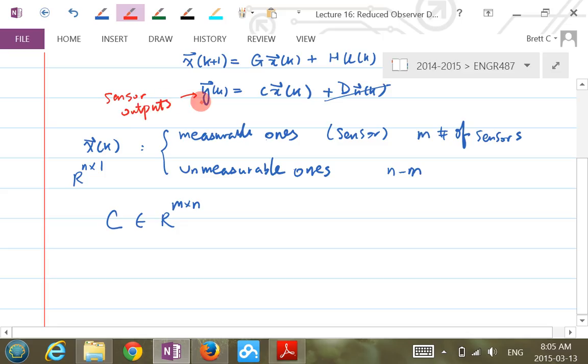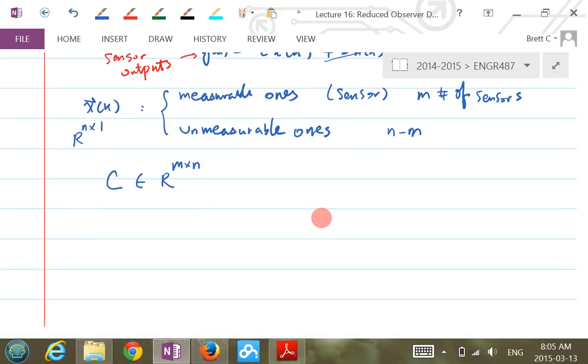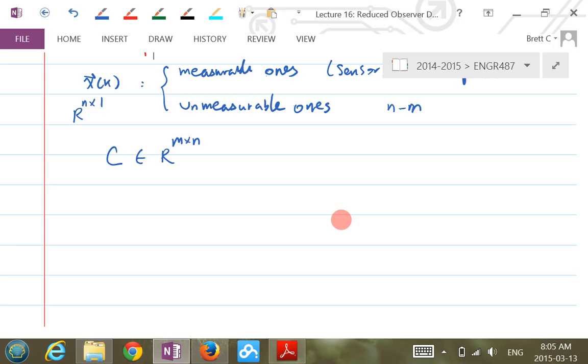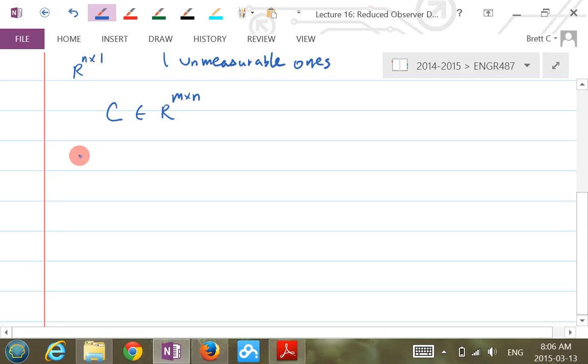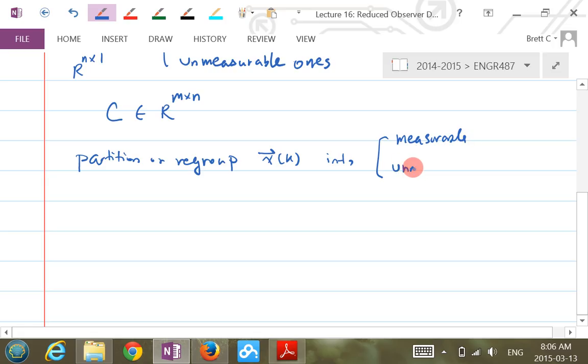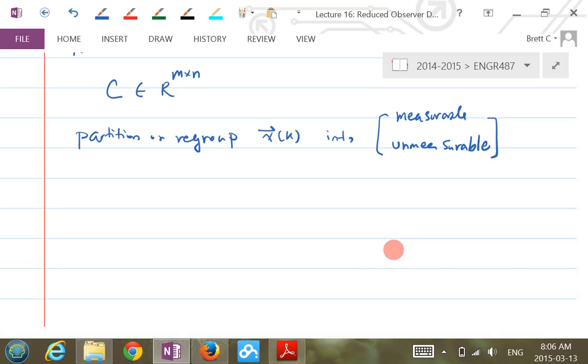Okay? So now let's look at the exact way of modeling the reduced order observer here. The first step we do is we need to partition this x of k, because we know in x of k, there's a measurable part and an unmeasurable part, and we want to regroup them into a measurable group and an unmeasurable group. So what we do is like this. We partition, or you can call it regroup, x of k into measurable and unmeasurable.